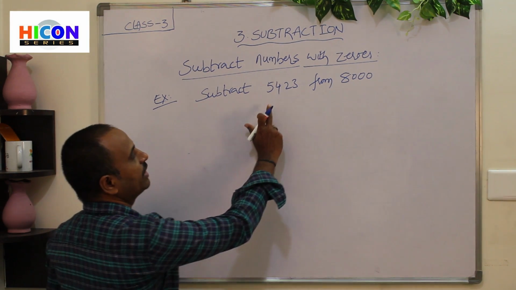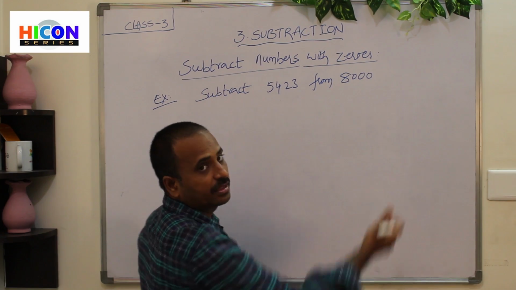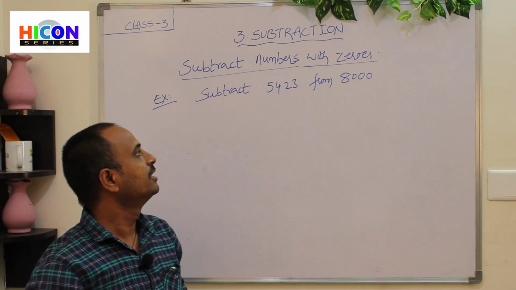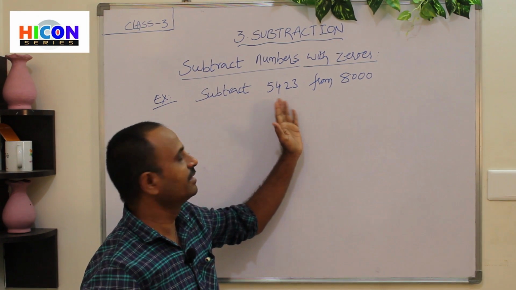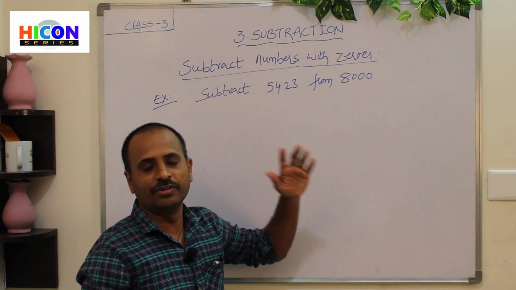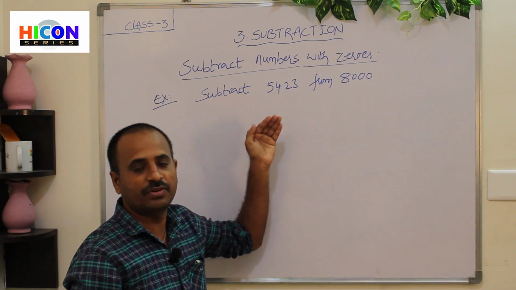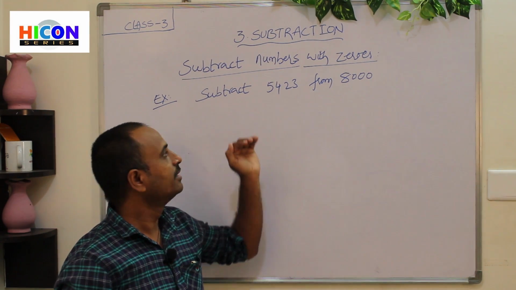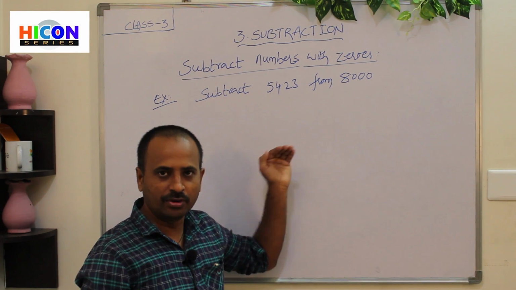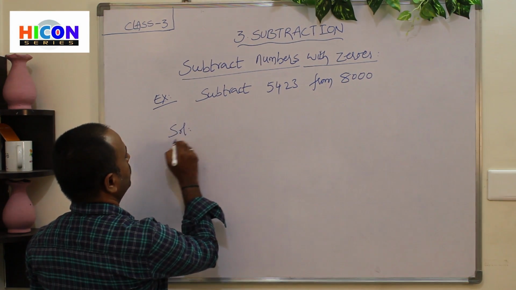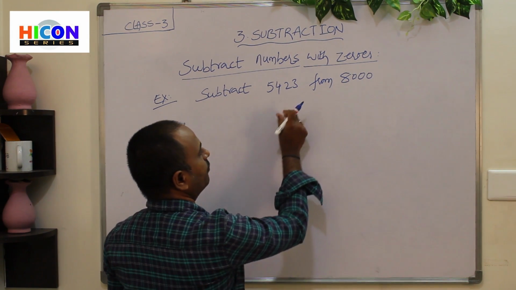If the numbers are given one beside the other, as we already discussed in the previous exercise, then we have to write both the numbers one below the other. So the first step is to write these two numbers one below the other.